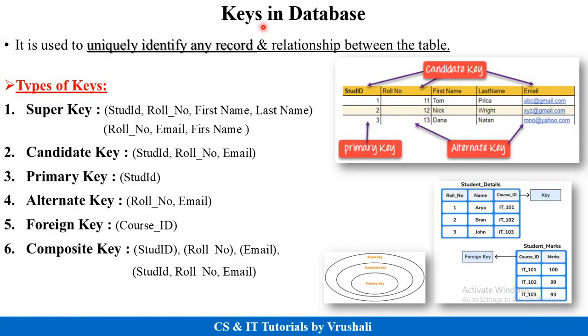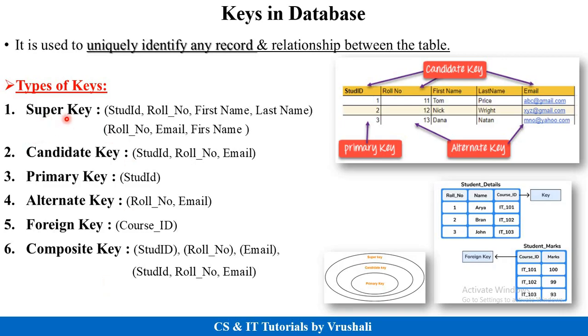Now, keys in database. Keys are generally used to find a unique record and the relationship between tables. There are a total of 6 types of keys. Only primary key and foreign key have practical implementation. All the other keys are used for theoretical and analysis purposes.